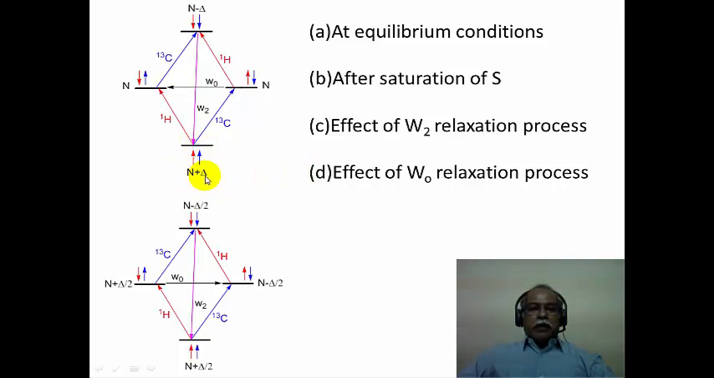excess of population which is indicated by delta, and there will be a small population deficiency in the excited state which is n minus delta, whereas the other two energy levels have a population of n each. So you can see that the population difference between these two states is delta, these two states is also delta. The population difference between these two states is also delta, and these two states is also delta.